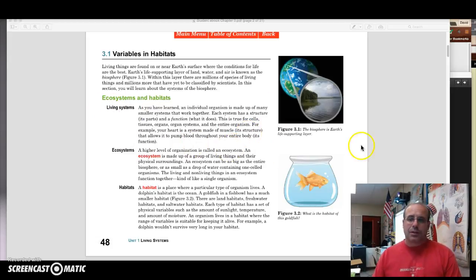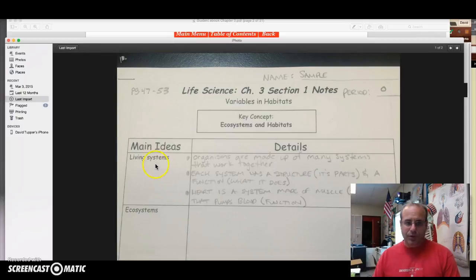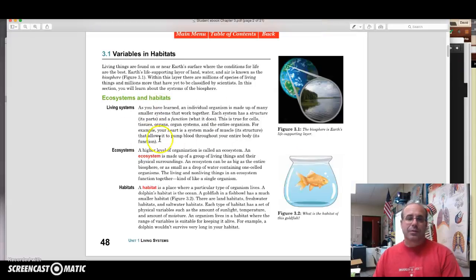So you read it, and then you have your notes here. And here's a sample. So living systems, out of all the things I read, these were the most important parts. Organisms are made up of many systems that work together. That's a key idea. Each system has a structure, its parts, and a function, what it does. And then they give you an example. The heart is a system made of muscle, that's the structure, and then it pumps blood, that's the function. So if you go back here, that was kind of the main ideas from this section.